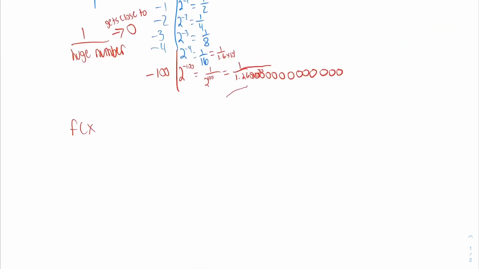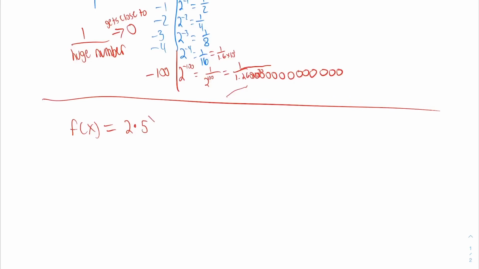F of x equals 2 times 5 to the x. We're going to make a table. -2, -1, 0, 1, 2, 3. So we have 2 times 5 to the negative 2. So that's 2 over 5 squared, which is 25. 2 over 25.